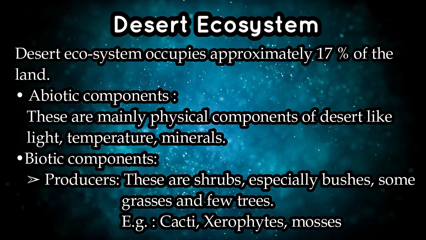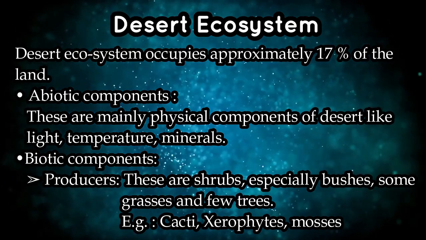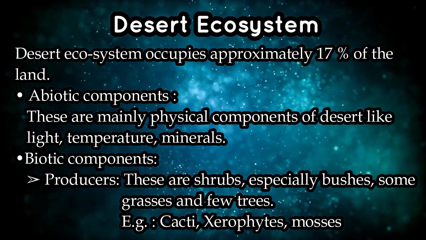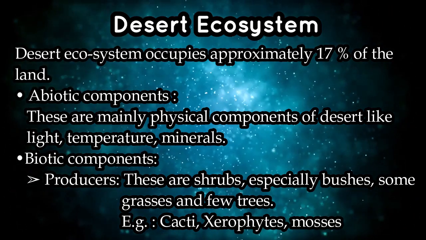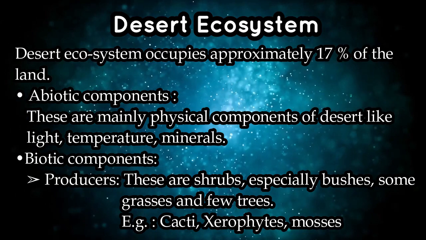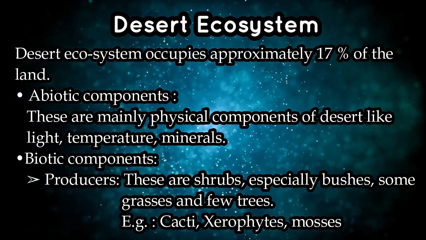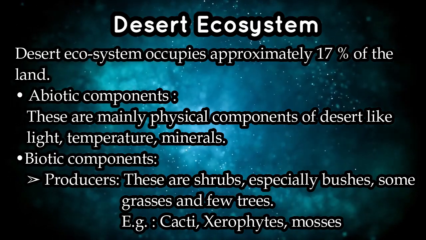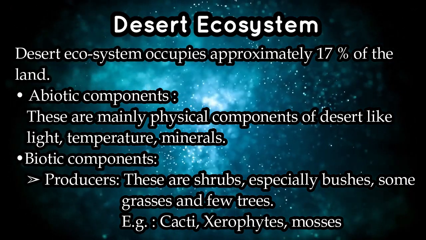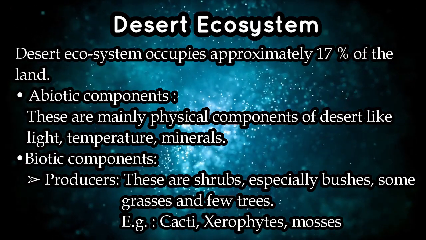Because see, in grassland we have land, in desert we cannot write soil. Okay, we have to write sand. It's because in grassland we are having lots of soil, but in desert we are not having that much soil, we are having sand. Okay, right? So these are the abiotic components present inside a desert.